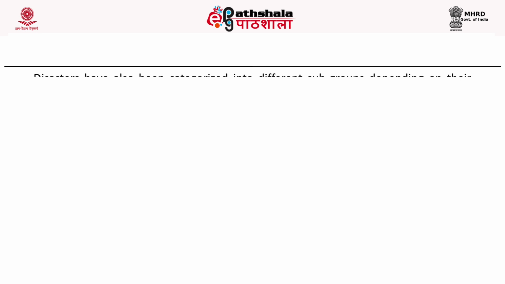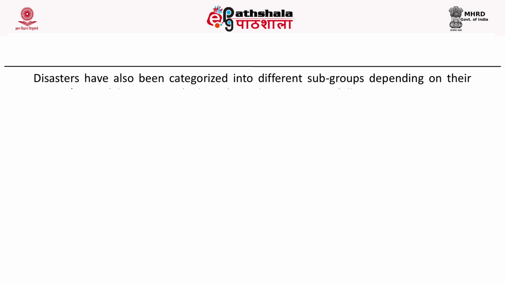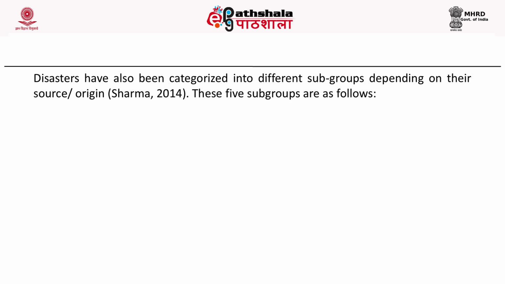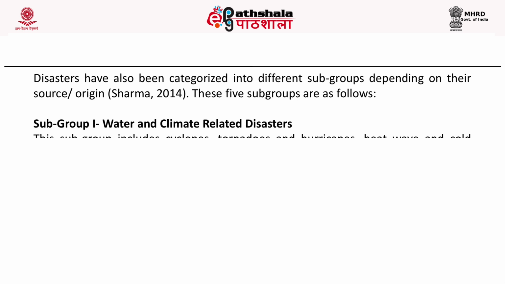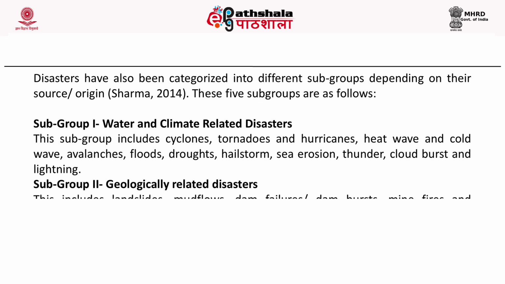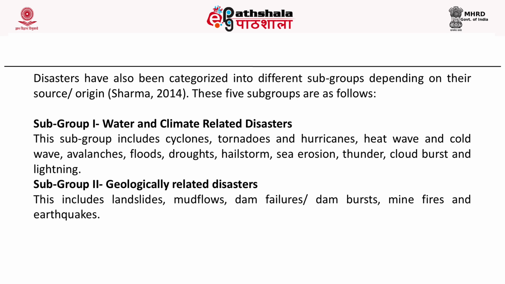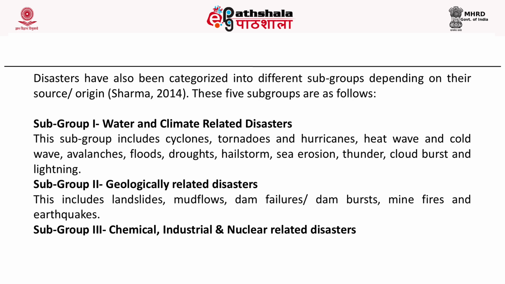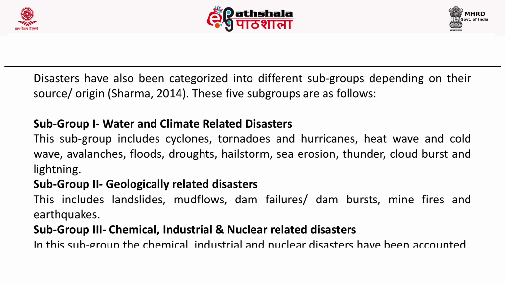Disasters have been categorized into different subgroups depending on their origin. The 5 major subgroups are given below. The first one is water and climate related disasters. This includes cyclones, tornadoes, hurricanes, heat wave and cold wave, avalanches, floods, droughts, hailstorm, sea erosion, thunder, cloudburst and lightning. The second category is of geologically related disasters. This includes landslides, mud flows, dam failures, dam bursts, mine fires and earthquakes.